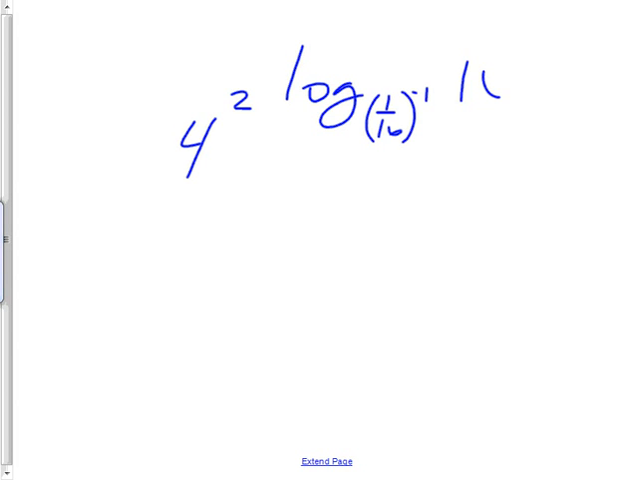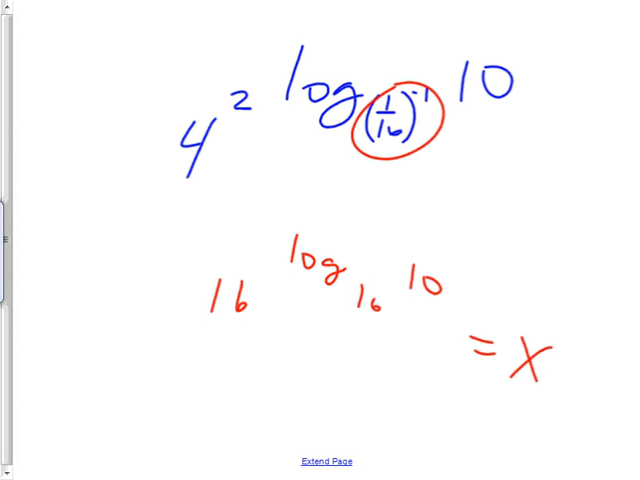If you see a problem like this, 4 squared log base 1/16 to the -1 of 10, let me think this through, then you'd be able to go, okay, 4 squared is 16. So this is really log base 16 of 10, and now you know the answer is 10. You wouldn't have to go through this big long equation, equals x, and do log base 16 of x is equal to log base... You can just know the pattern. These two are the same, you know the answer. Okay, yes?